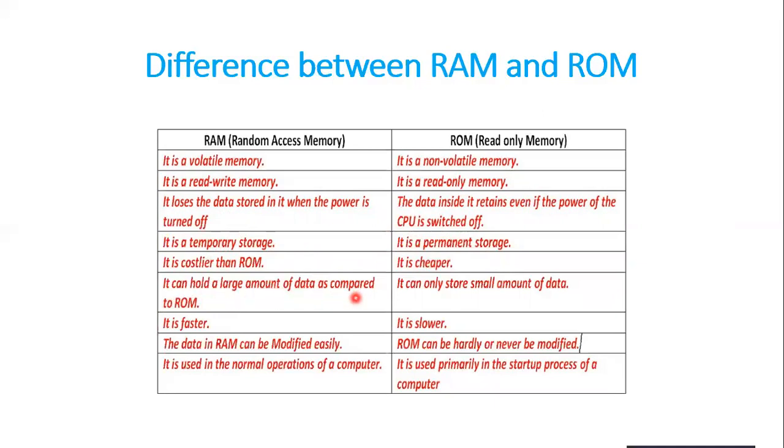So the programs, everything, we can store in RAM. ROM can store only a small amount of data, only small programs. RAM is very fast, ROM is slower. The data in RAM can be easily modified, whereas ROM cannot be modified. RAM is used in the normal operation of the computer. ROM is used primarily in the startup process of a computer. For example, in the booting process, the boot program is stored in the ROM. So these are the differences between RAM and ROM.